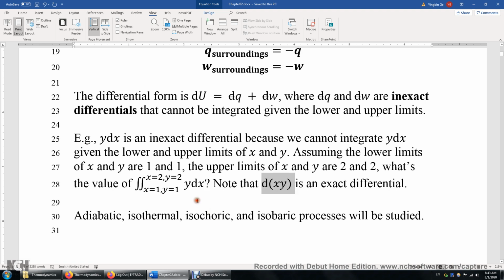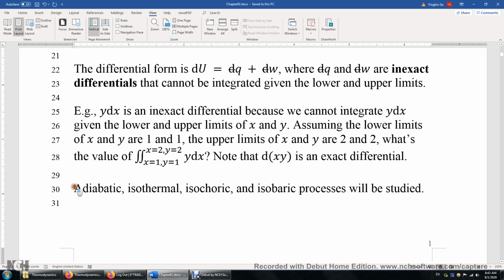In this chapter, we will study adiabatic, that means Q is 0. Isothermal, that means temperature change is 0. Isochoric, that means volume change is 0. And isobaric, that means the pressure change is 0. We will study these 4 different types of processes.